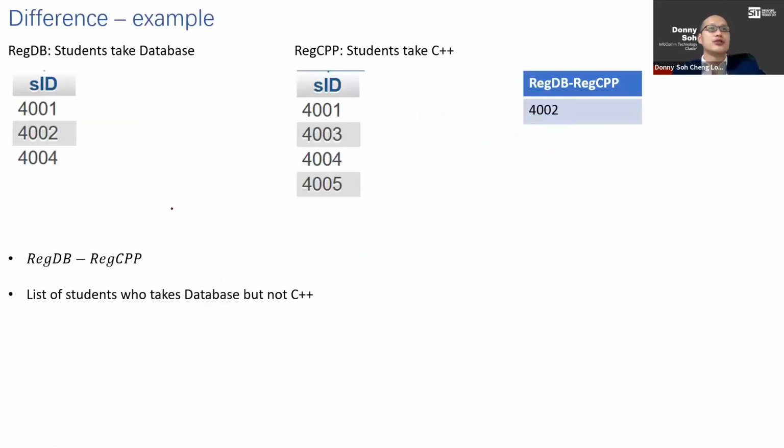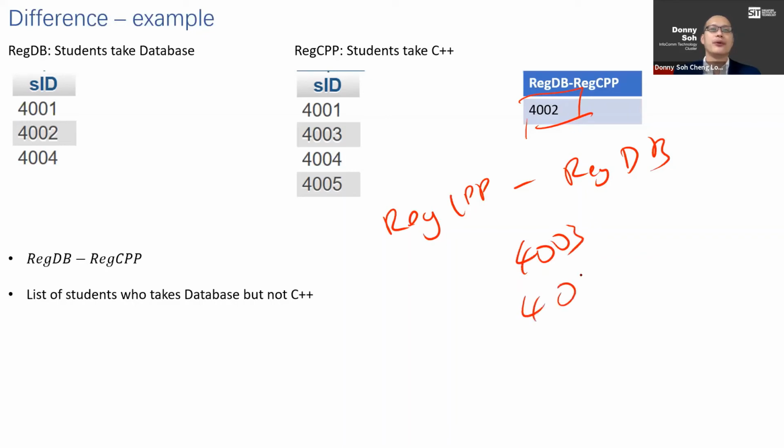So if you have a student database and you want to do this minus this, you're going to end up with 4002. And let's say if you have REG CPP minus REG DB, you're going to end up with 4003 and 4005. Basically, 4002 is present there, so you're going to remove it, and 4004 is also present there. So you're going to remove these two, so you're going to end up with 4003 and 4005.